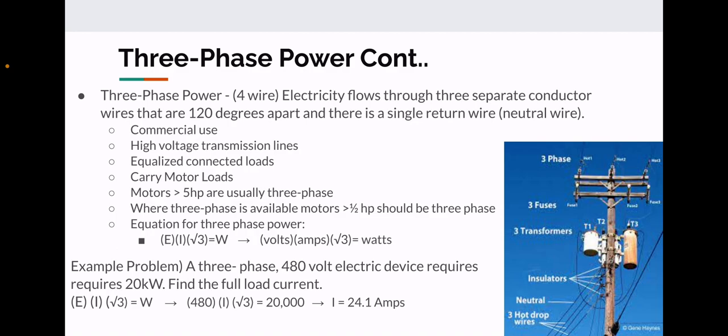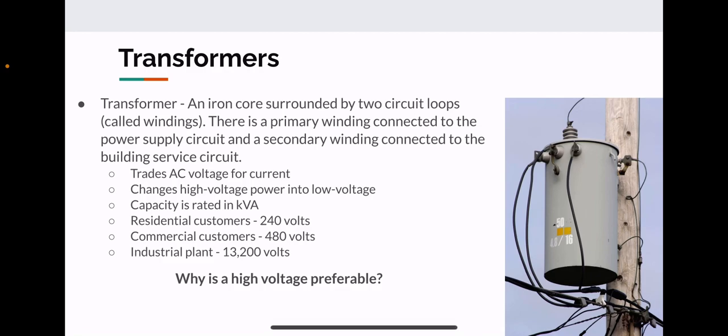It's E times I times square root of 3 equals W. Now, square root of 3 actually comes from that 120 degrees we talked about earlier, because the sine of 120 degrees will be square root of 3, and that's why we have it there in the equation. Now we're going to talk about transformers.